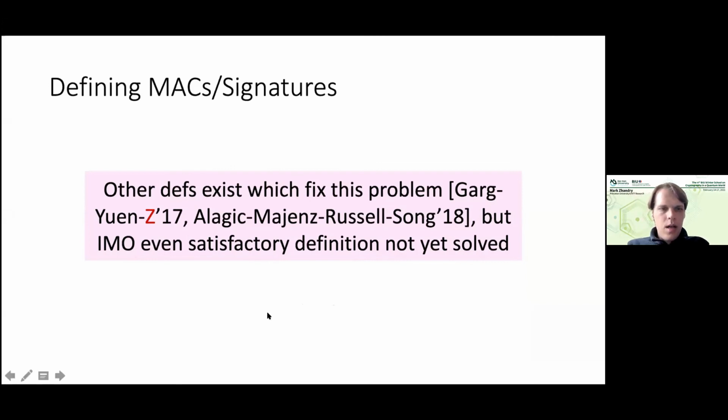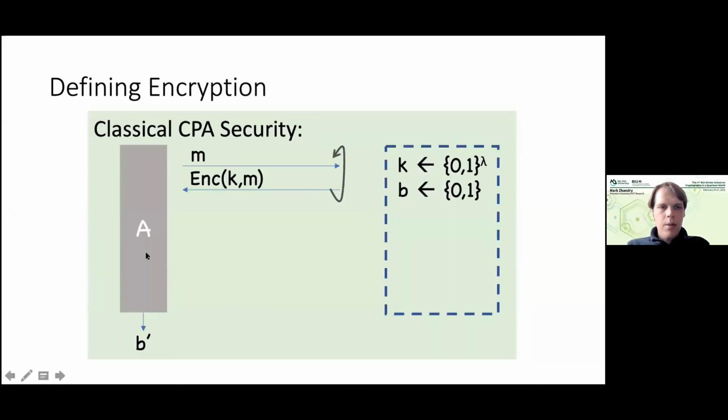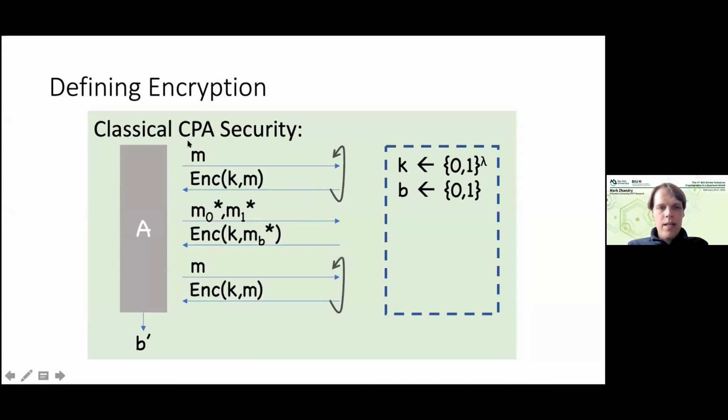So let me just talk about some other issues that come up. In defining security for encryption in the CPA setting, so for chosen plaintext attacks, we allow the adversary to make these chosen plaintext queries where they send a message and get an encryption of that message back. And then they make this challenge query where they submit 2 messages and get an encryption of 1 of them, and their goal is to tell which one is the case.